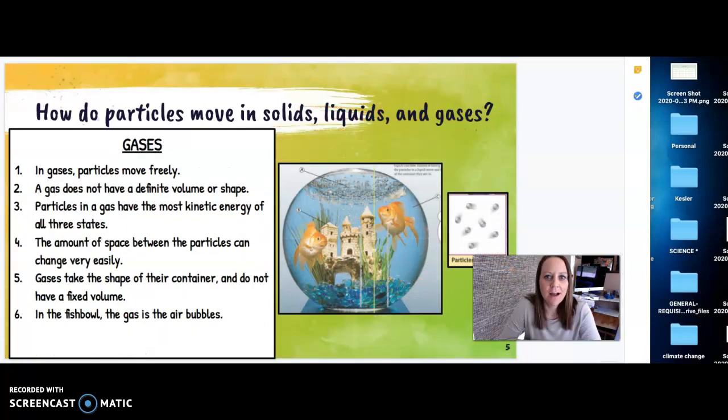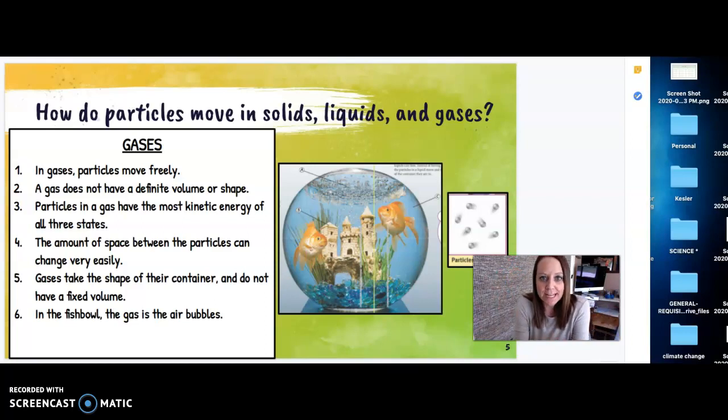All right, and our final state of matter is gases. In gases, particles move freely, and I can't show you a gas because gases don't have definite volume or shape. However, we know that air is a gas, and so I could say this whole room is filled with a gas.